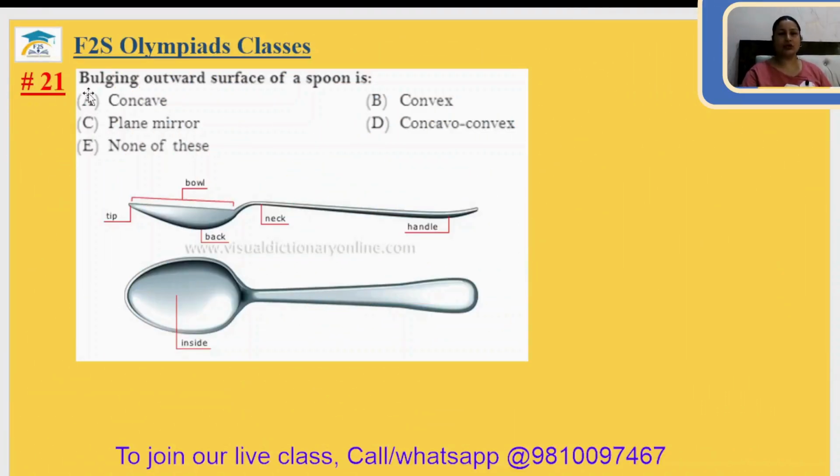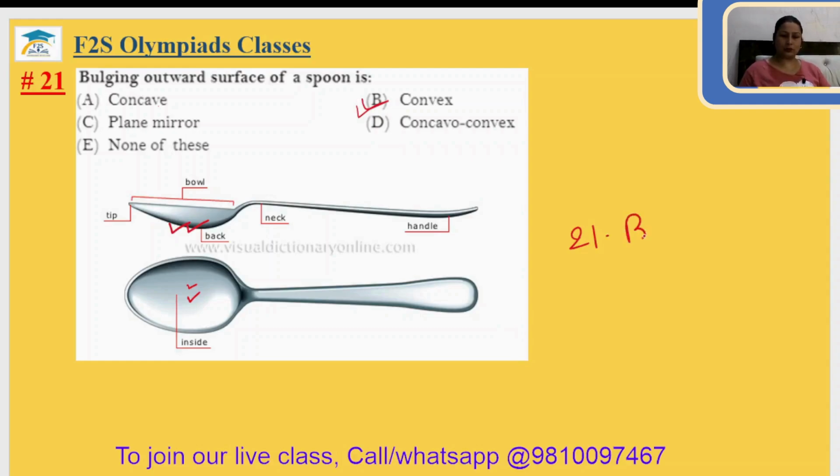Grade 7 Silver Zone Comprehensive Book, Chapter 9, Electricity and Light. Video Part 2, Question number 21. The bulging outward surface of a spoon is the bulging outward, and this is the inside of the spoon. So the inside is known as concave and the bulging outward is known as convex. जो बाहर आ रहा है, that is your convex. The 21st answer is option B.